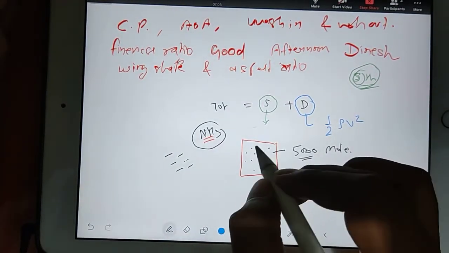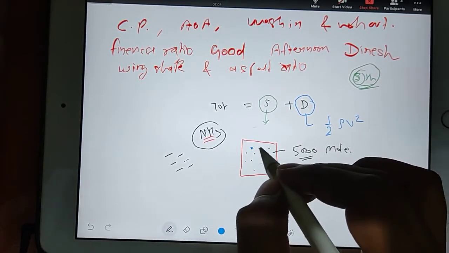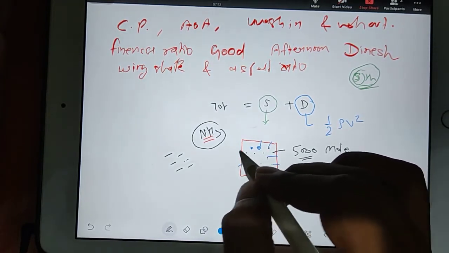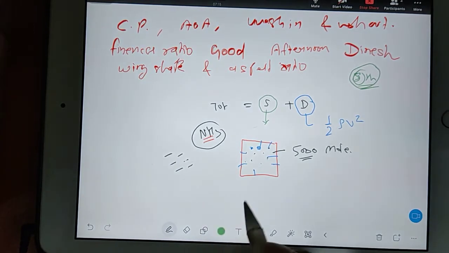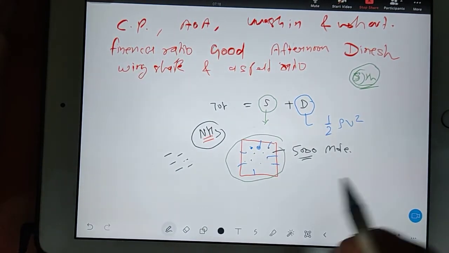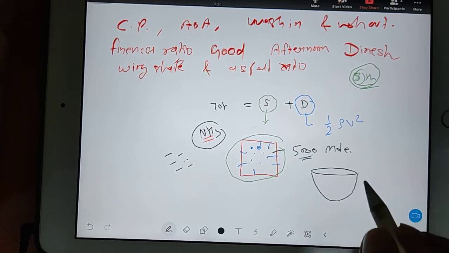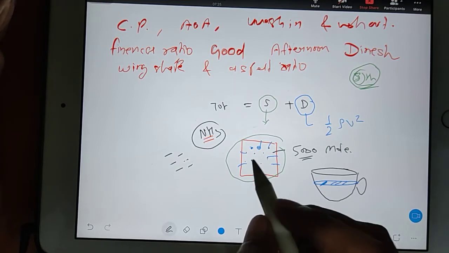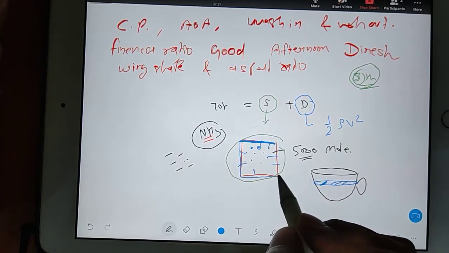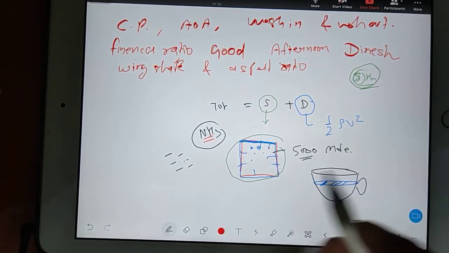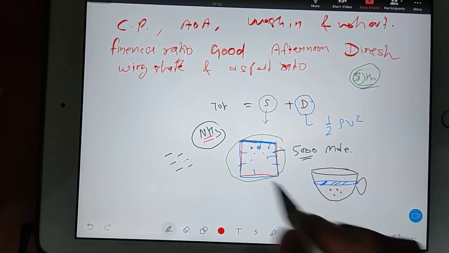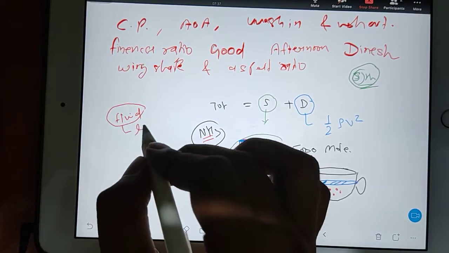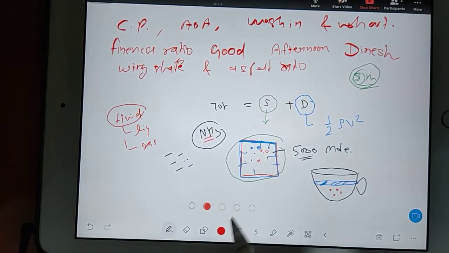Actually, gases are free to move anywhere. So what will happen? All these molecules will go and hit the wall. Now see, I will relate this example with a cup of tea. Suppose I have a cup, and in this cup I am keeping some tea. In this cup of tea and in this closed chamber, one thing is common: here also you have fluid, and here also you have fluid. When I say fluid, it means either liquid or gas. They both are known as fluid.